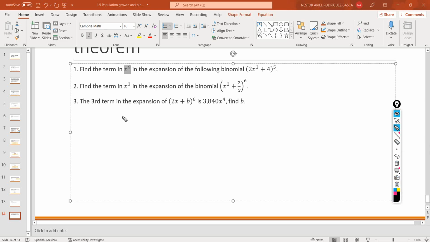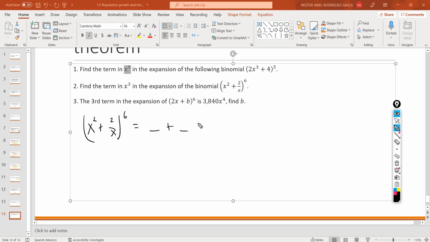Okay, we continue with the second problem, which is similar to the first one. Find the term in x to the cube in the expansion of the binomial, this binomial, to the sixth. Okay, in theory, guys, we can solve this problem in the same way I did this one. So basically we have this binomial to the sixth power. We expand it.